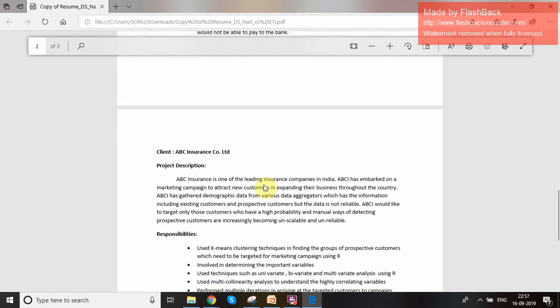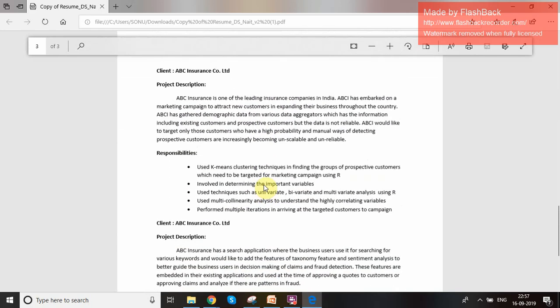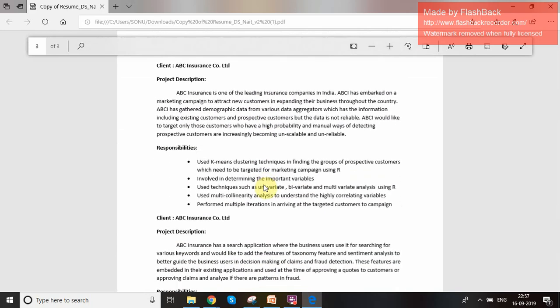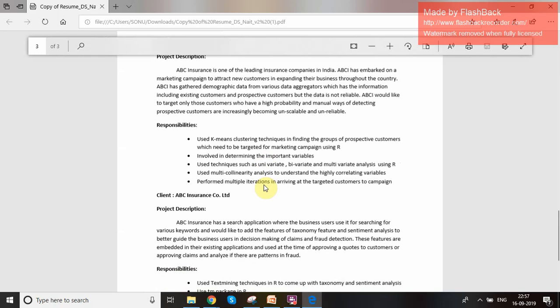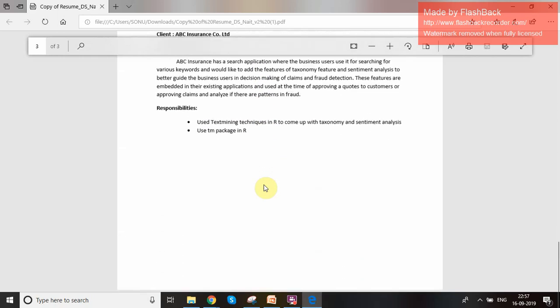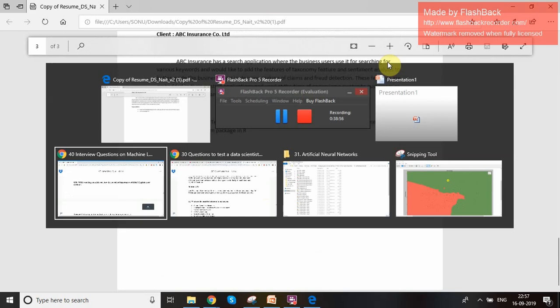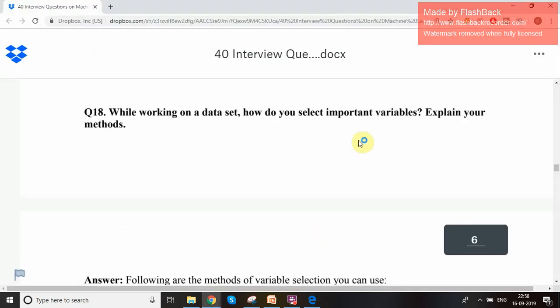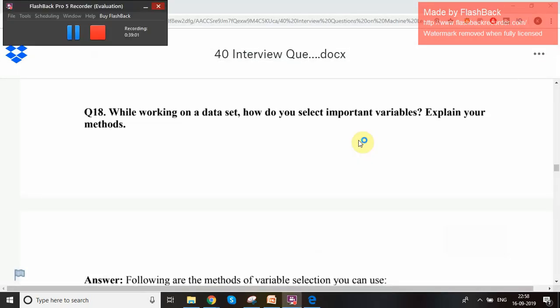So this is the way you should try to explain what exactly the company is all about and what your responsibilities are in this package. So this is a brief example of how a resume should be made. And okay, using that, we have to understand how to prepare a resume.